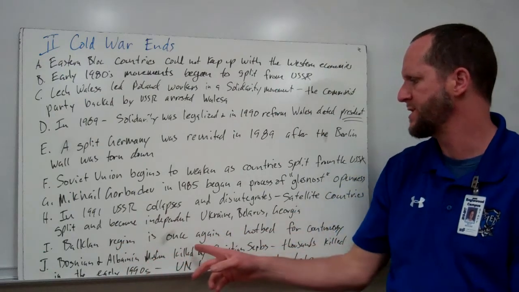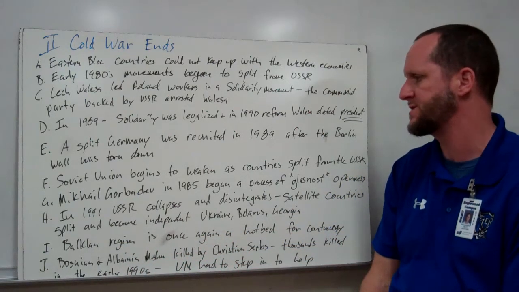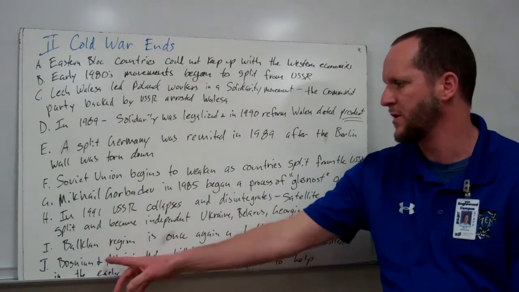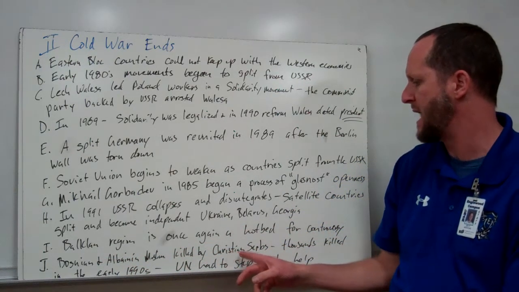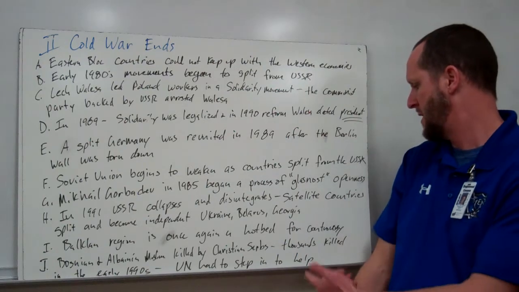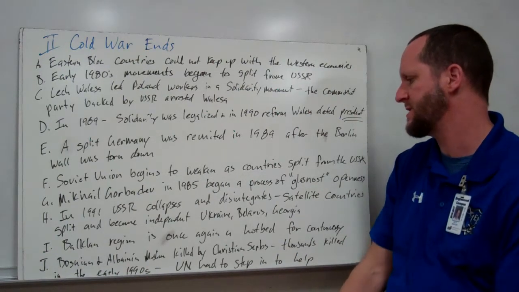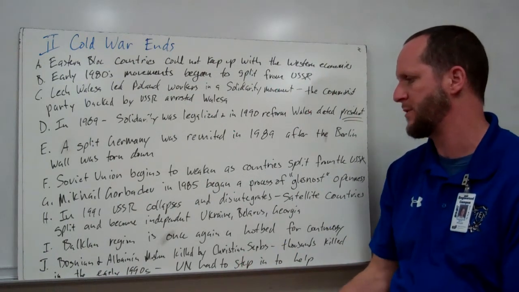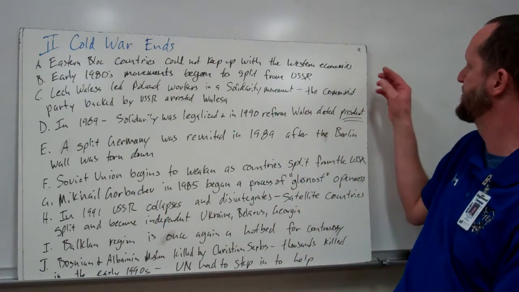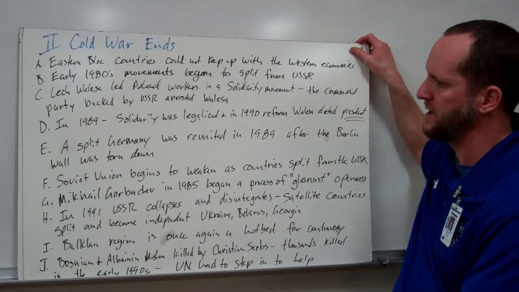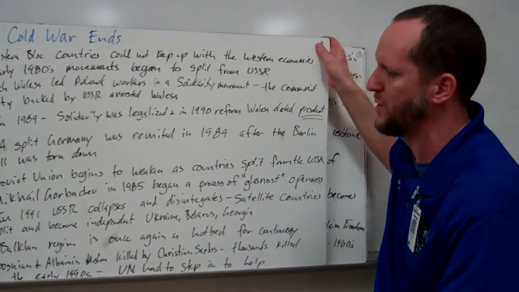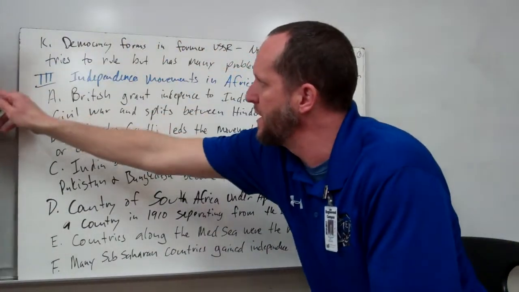The Balkan region is once again a hotbed for controversy. In the early 90s, Bosnia and Albanian Muslims killed by Christian Serbs. Thousands were killed in the early 90s. The UN had to step in to help, this was a terrible ethnic cleansing that took place in this Balkan region, which is the same area where World War I started.